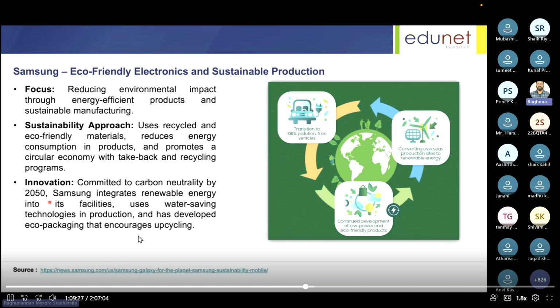Coming to carbon neutrality by 2050. Okay, so this is 2050, not 2040. It's 2050. So Samsung is integrating renewable energy sources into all its facilities, using water saving techniques in production, and it is trying to develop eco-friendly packaging so that it can be recycled again and again, right?